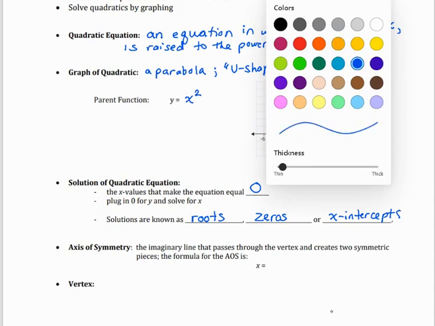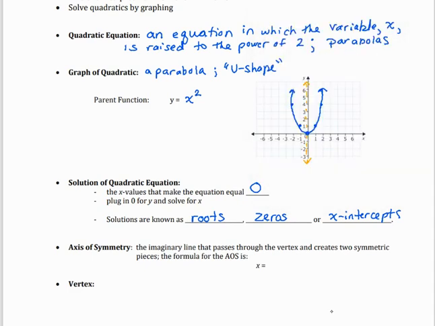Now, very important that you memorize this formula. The equation for our axis of symmetry, or AOS, is x equals negative b all over 2a. And we will discuss where that negative b and the 2a come from as we move further along. But an axis of symmetry is a line, not a point. So you always want to make sure you're including the x equals with that.